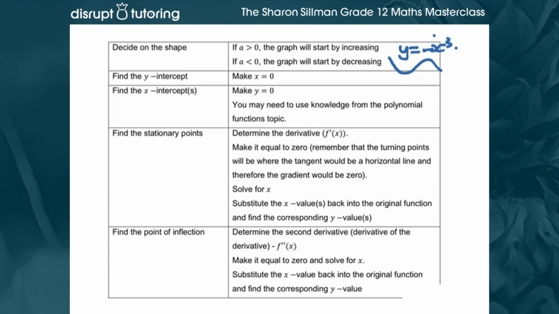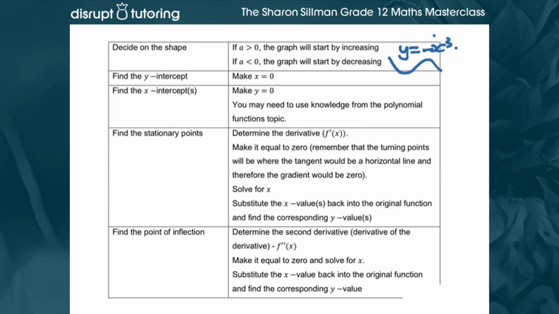And then you find the stationary points. To find the stationary point, you find the derivative. So you're going to use your rule and find the derivative. You're going to make it equal to 0, because the stationary points you're looking for at the moment are the turning points. And remember that at a turning point, the gradient of the tangent would be 0. So that is why we're making the derivative equal to 0. Make it equal to 0 and solve for x.